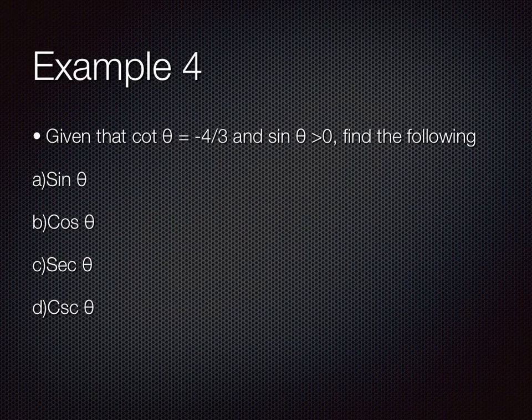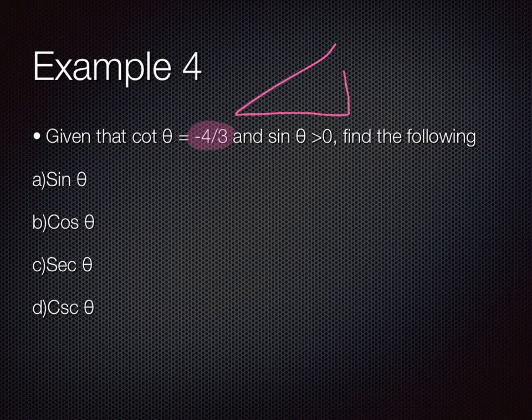All right, now put those last couple of things together. Given that the cotangent of theta is -4/3 and the sine of theta is greater than 0, find the following. First of all, remember I said as we start to blend these kinds of questions together, it's hard to determine if we're doing unit circle or if we're doing triangles. 4/3 is not on my unit circle, so I know immediately I have to draw myself a triangle.